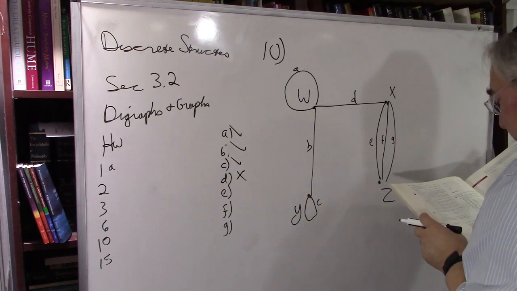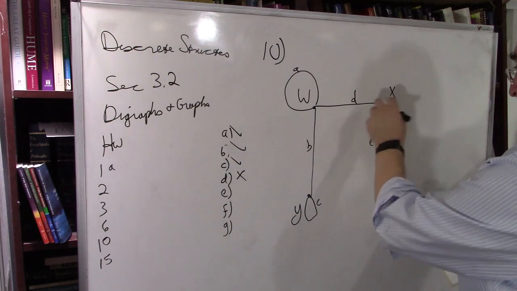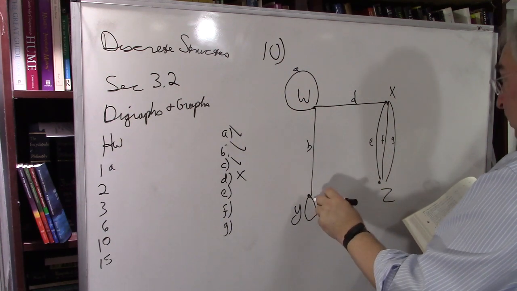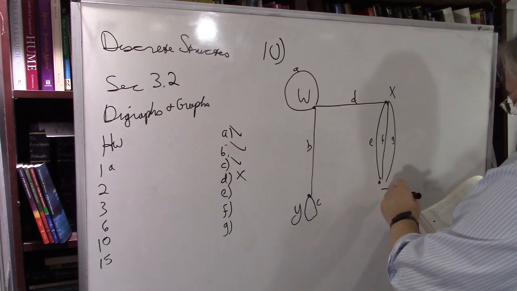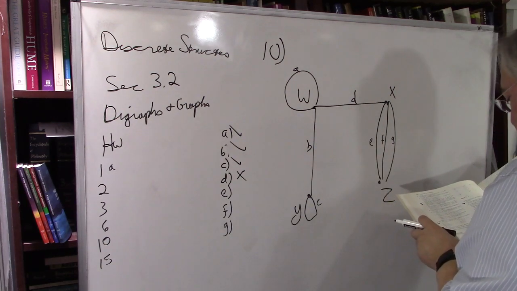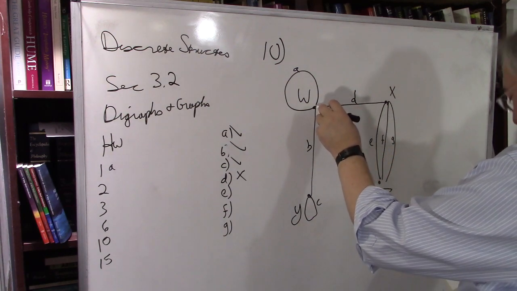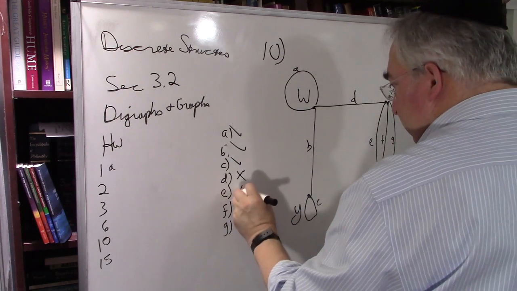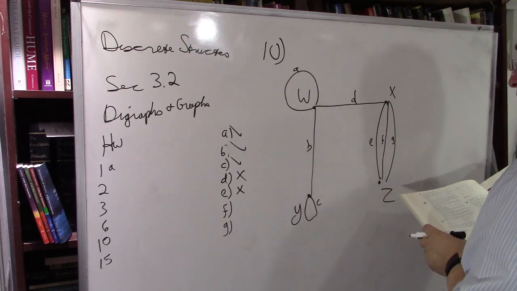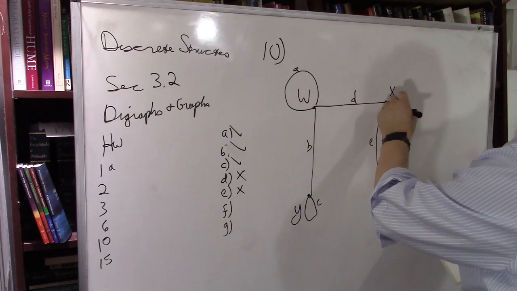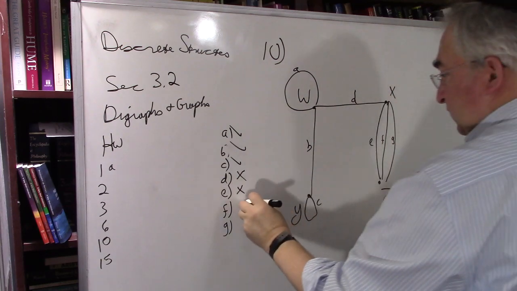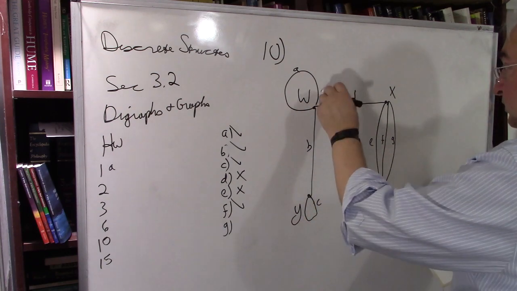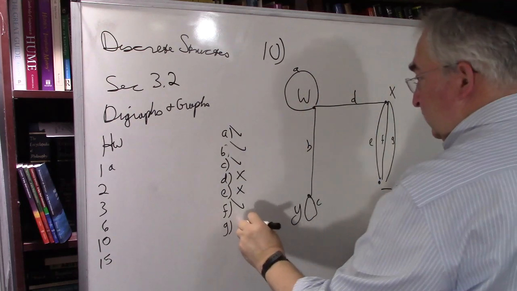Okay? Z, X, W. Y, W, Z. Nope. There's no good way of going from W to Z. So E is no. F: W, X, W, X, W. That's good. And Y, W, W. That's good.